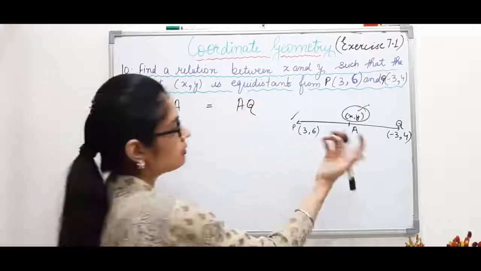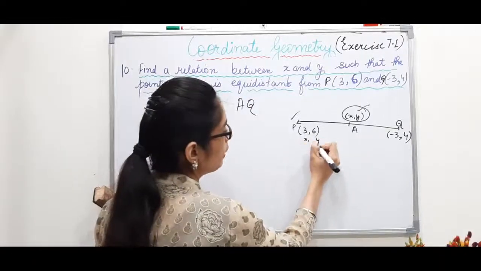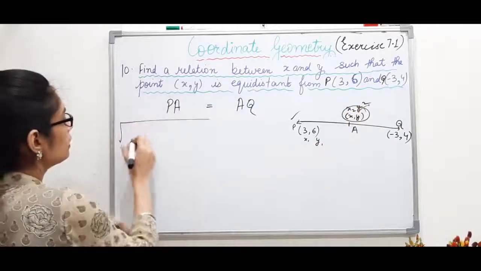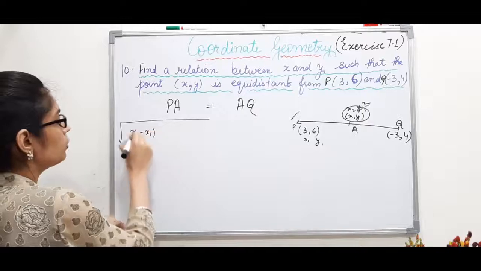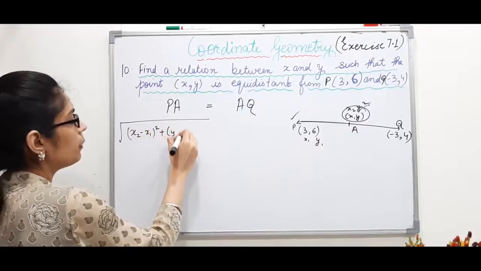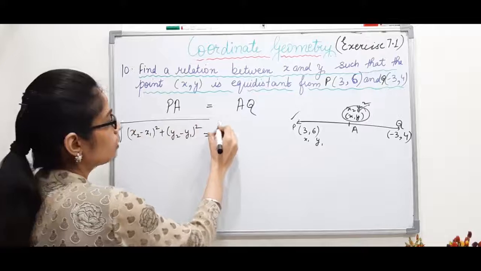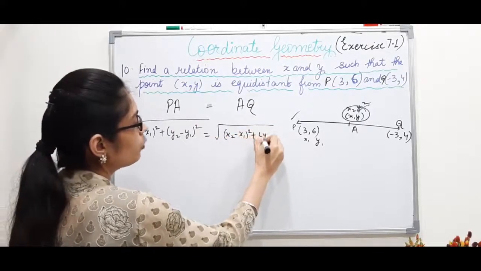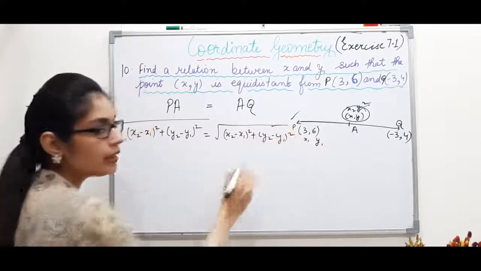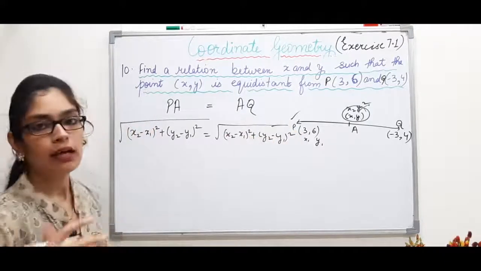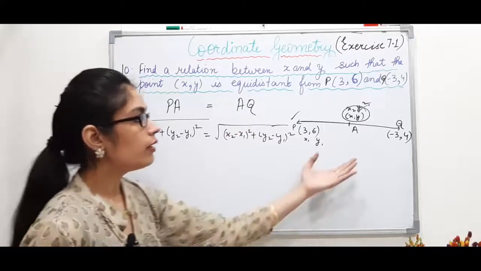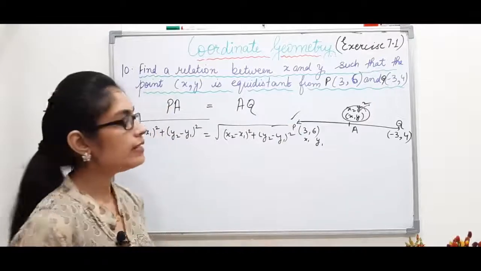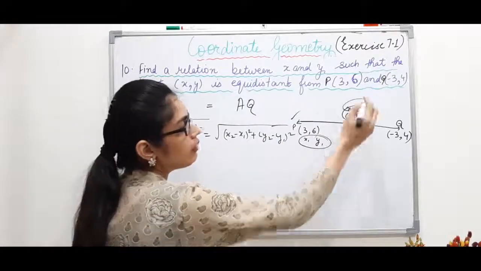While finding the distance of PA, this is my x1, y1, this is x2, y2. So let's write it down. Distance formula: square root of (x2 minus x1) whole square plus (y2 minus y1) whole square equals the square root of (x2 minus x1) whole square plus (y2 minus y1) whole square. In this way you have to write. Write everything properly. If you want, you can also draw a rough sketch on the side so that you can easily see the values.